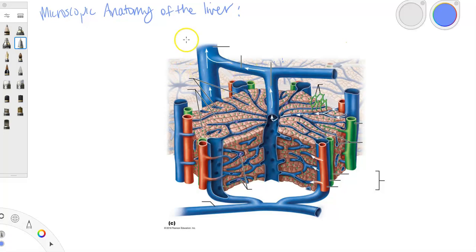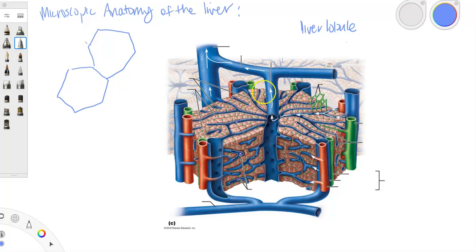So this thing right here is called a liver lobule. This whole thing. And the liver lobule is this little pentagon shaped structure here. And it looks like that. And then there's one there, and they're connected together, okay, to make the liver there.